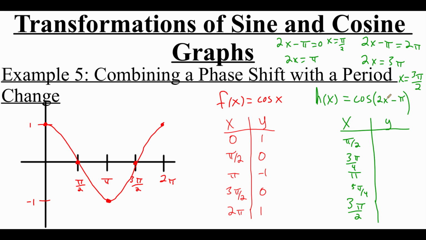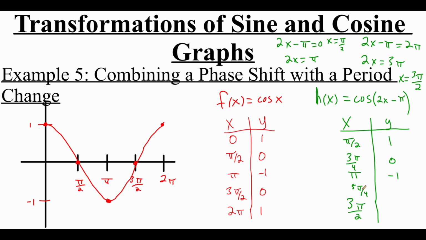So I'm going to start with the pi over 2, and the first thing that I have to do is multiply that by 2. So pi over 2 times 2 is just pi, but then I have to subtract pi from that. So we get 0, and the cosine of 0 is 1. Now if I plug in 3 pi over 4 times 2, I get 3 pi over 2. But if I subtract pi from that, then I just get pi over 2, and the cosine of pi over 2 is 0. If I plug in pi, 2 times pi is 2 pi, minus pi is just 1 pi, and the cosine of 1 pi is negative 1.